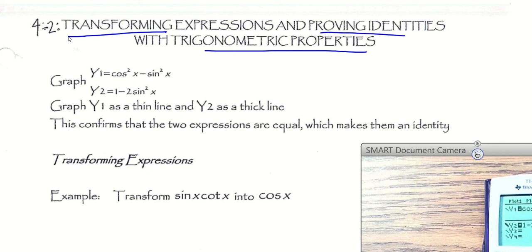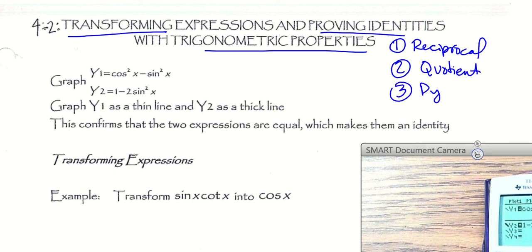Now let's remember we've got 3 sets of properties that we know so far. We know our reciprocal properties or identities. We know our quotient identities. And we know our Pythagorean identities. And we're going to use those to change one expression to its equivalent, right, that looks different but means the same thing. So we're going to start with a graphical example.